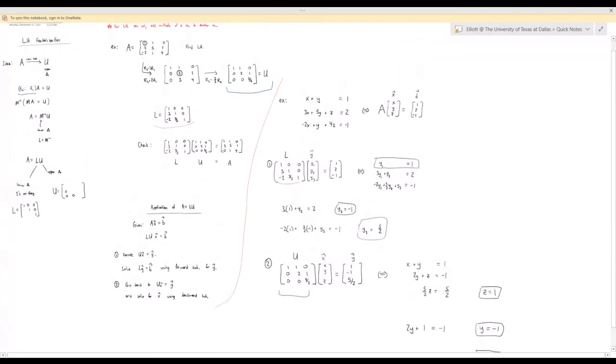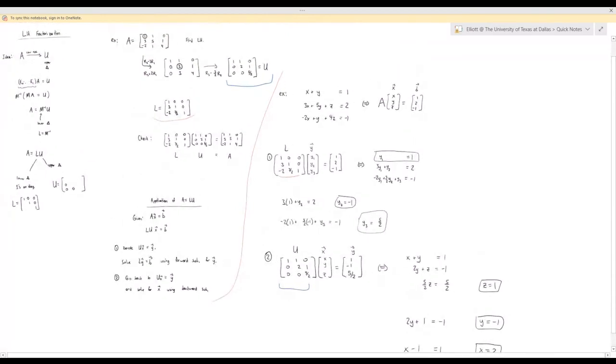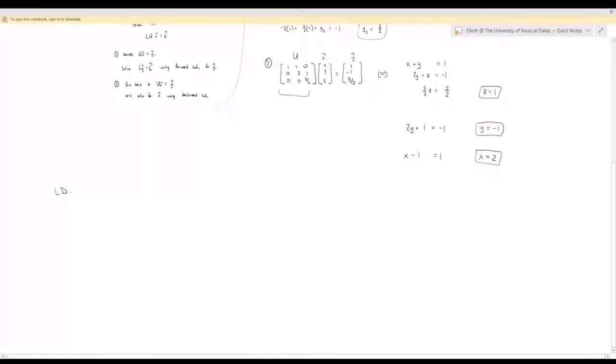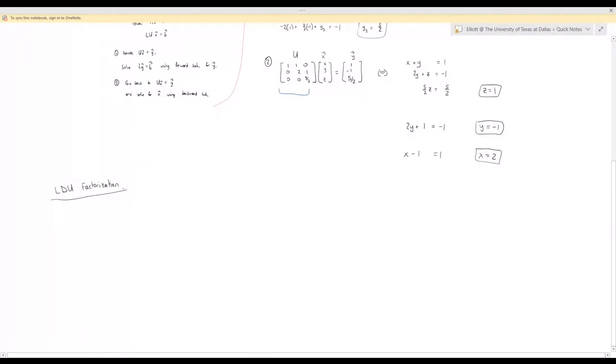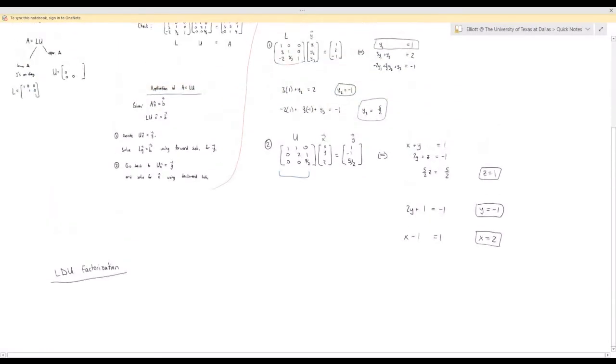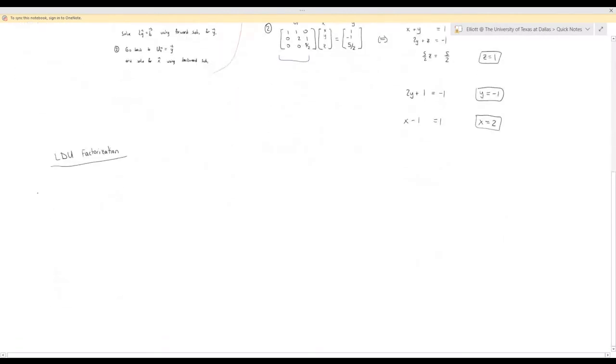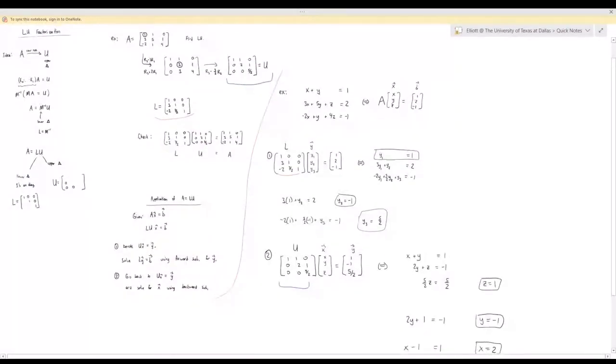There are some spin-offs of the LU factorization. One of them is the LDU factorization, so I'm going to touch on that one real quick. I'm just going to illustrate how the LDU factorization works using the example that we have here.